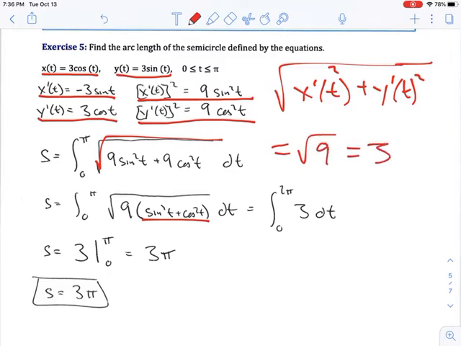So our whole integration problem simply reduces to the integral from 0 to 2 of 3 dt. Integrating that, we end up with 3t.